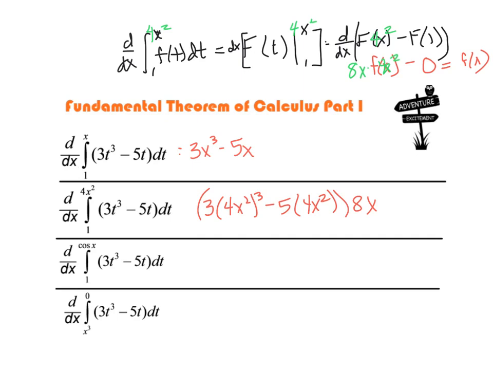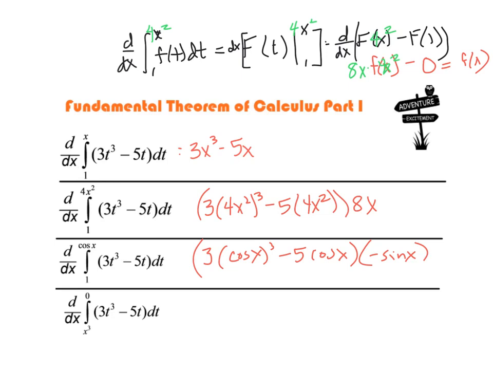So let's do another. We've got the derivative of the integral from 1 to cosine x. So this is going to be 3, and we're going to have cosine of x cubed minus 5 times cosine x. And then we multiply by the derivative of the inside, which of course is the derivative of that bound, which is negative sine.